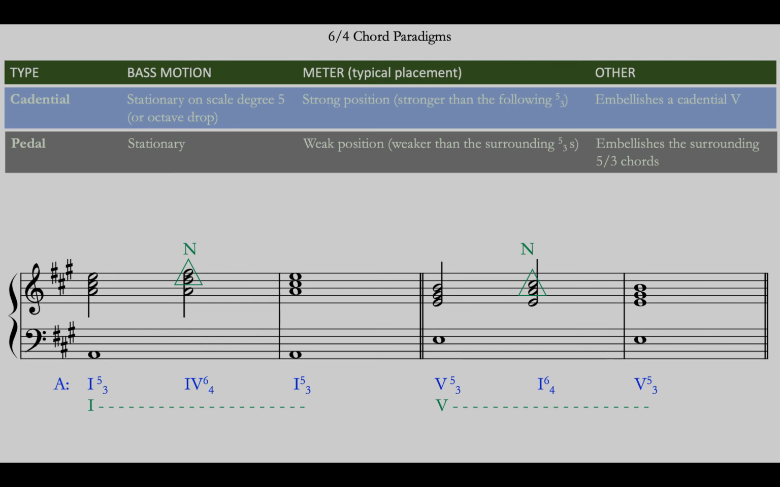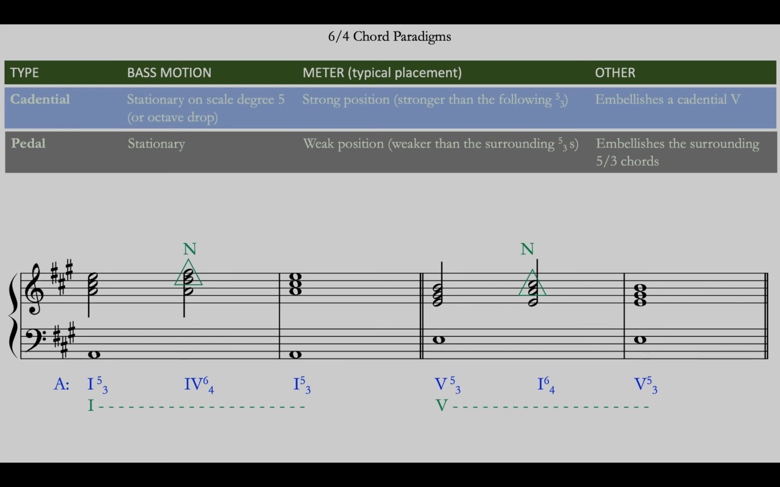A pedal 6/4 also involves a bass that is stationary, a bass that is a pedal. So in the first two bars of this example, we can see that there's a tonic pedal. Tonic is the main harmony for those two measures. Above that pedal, we have a pair of neighboring tones that go 5/3 up to 6/4 neighbors, back down to 5/3. Since neighbors are a weak beat embellishment, pedal 6/4s made out of neighbors tend to fall on weak beats.